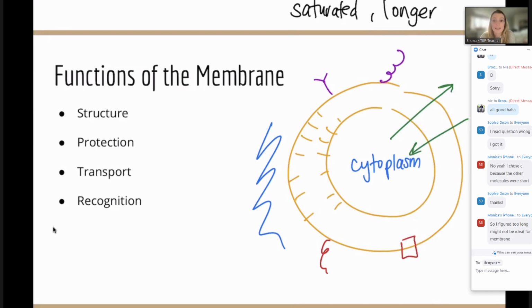And then we talked about the fact that most of these are phospholipids. We've definitely got some cholesterol in there too. Also, sometimes in cell membranes, you can see waxes, and these are just another lipid molecule, and they help to make things waterproof.